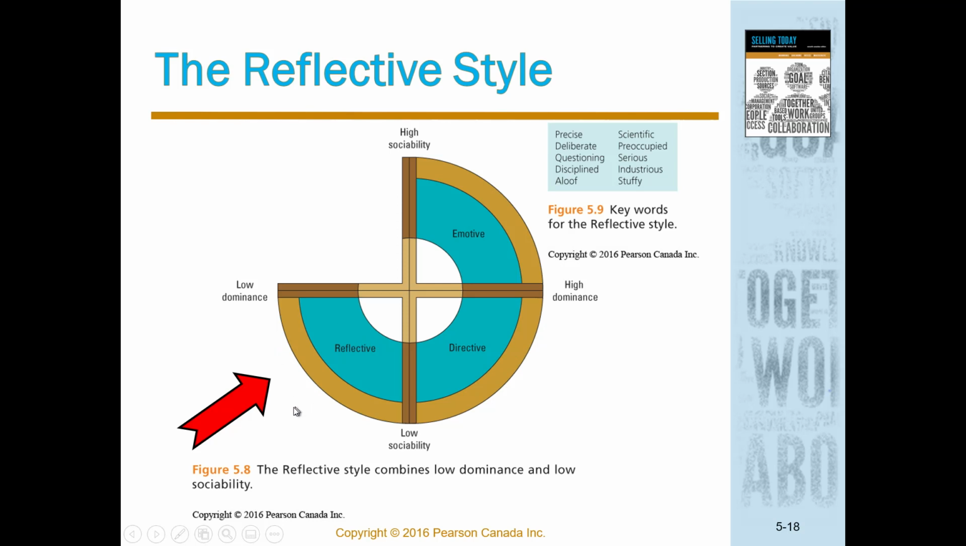Blue usually is aligned with being accountants and precision, scientific, meticulous, methodical, disciplined. And again here, when you're very low on sociability, you always have the tendency to give off an air of seriousness. So reflectives are low dominance and low sociability.